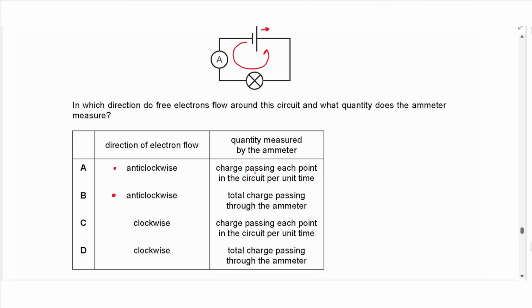So is it the charge passing each point in the circuit per unit time? Yes, that is the definition of current. So the answer is A. It is not the total charge, it is the charge per unit time.